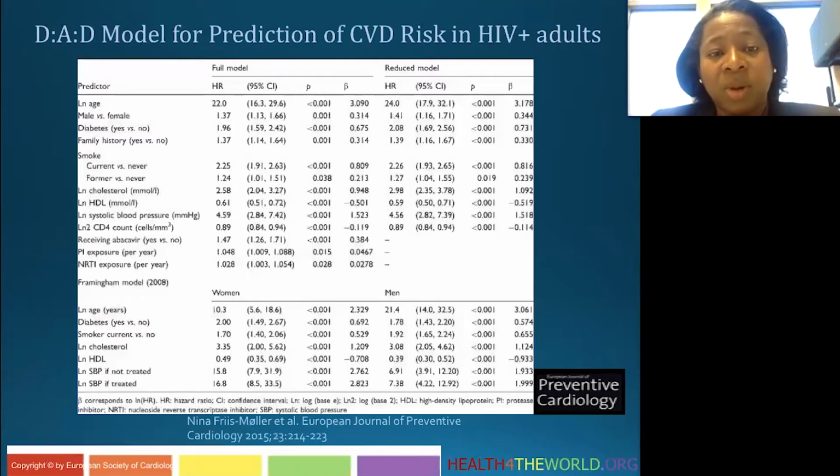There are some questions about whether the estimates from DAD regarding Abacavir use and PI and NRTI exposure are applicable with antiretrovirals that we're currently using. And I think that's a question that remains unanswered. But in some studies, the DAD model has performed better than the Framingham risk score. There's some more data coming out now comparing the DAD model to the pooled cohort equation from the American Heart Association, since that's what we're using clinically, at least in the US right now.